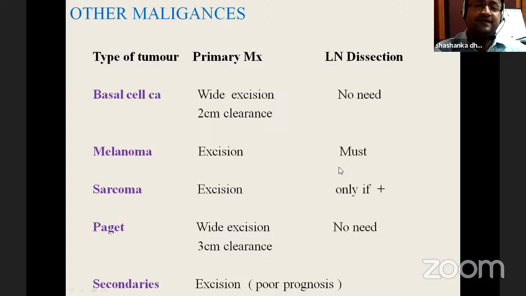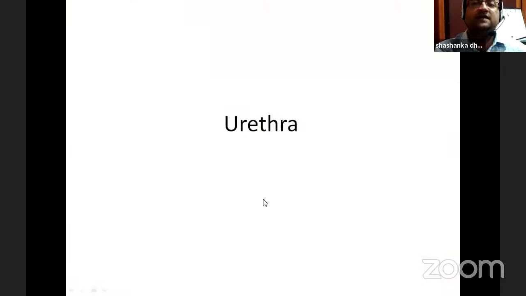Melanoma treatment is excision, and a lymph node dissection is a must in this because it's very, very highly metastatic through the lymph route. Sarcomas, again, excision is the treatment and lymph node only if it is positive. Paget's disease, a wide excision is enough, and there's no need for a lymph node dissection. Secondaries from any other primary in the body: excision is the treatment, but it has a very poor prognosis.